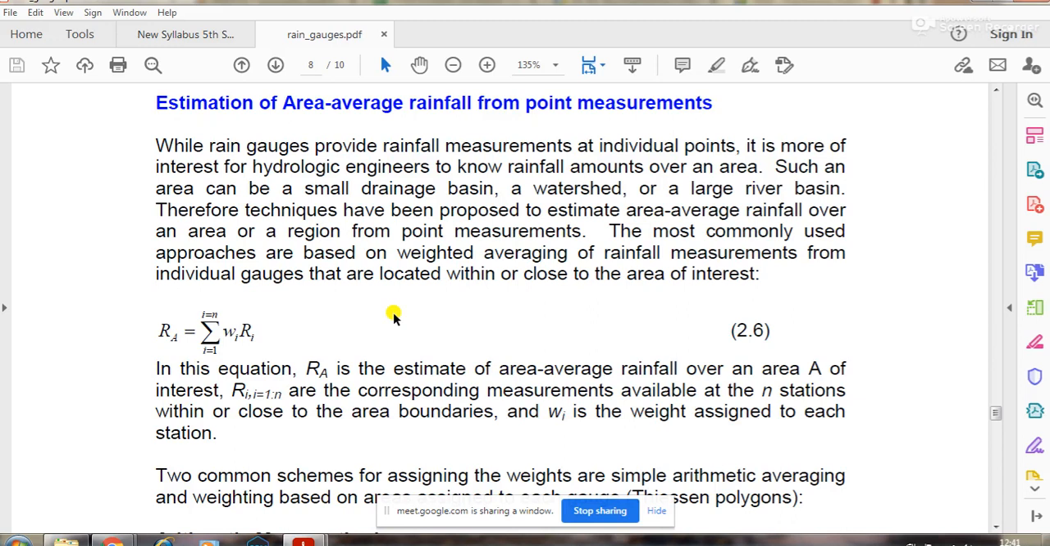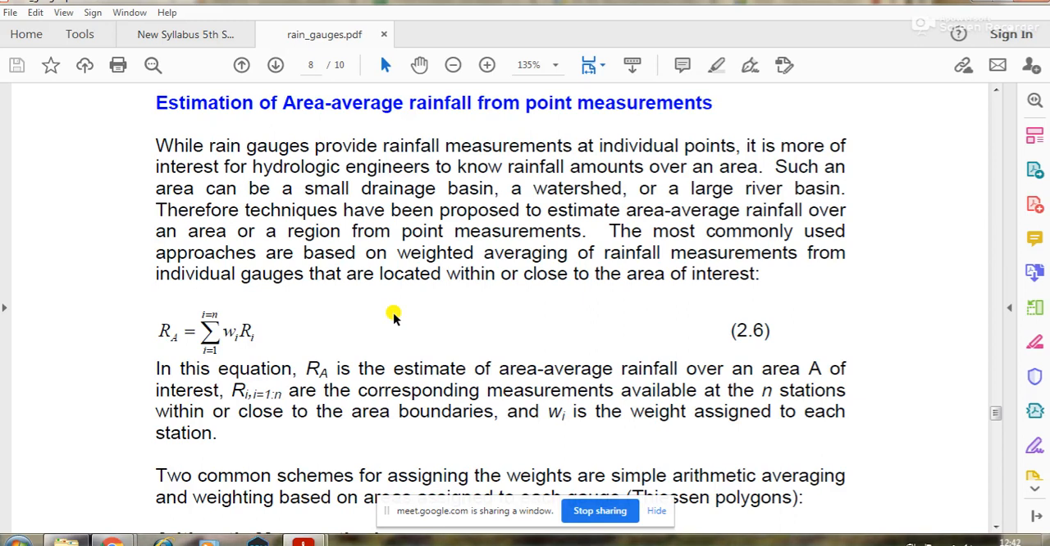Okay, so you have got the point measurements. For the stations, they have mentioned it as point measurements, but you have to get the idea about the specific area, which will be huge in terms of square kilometers. Such an area can be a small drainage basin, it may be a watershed, or it may be a large river basin.